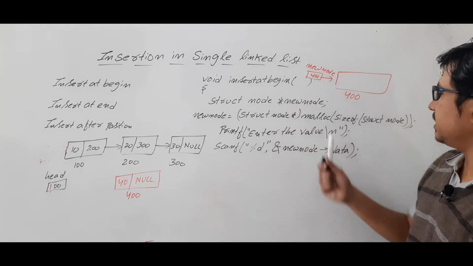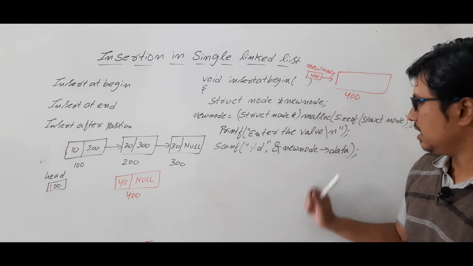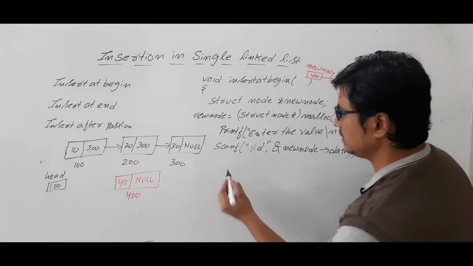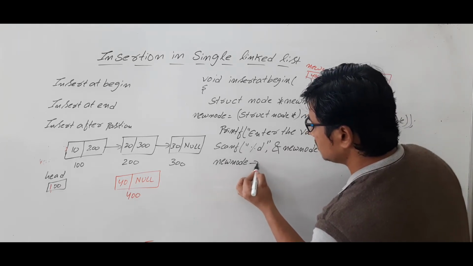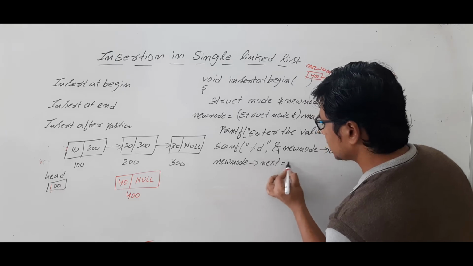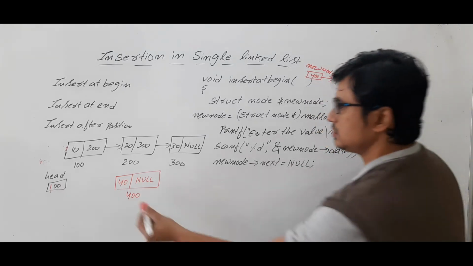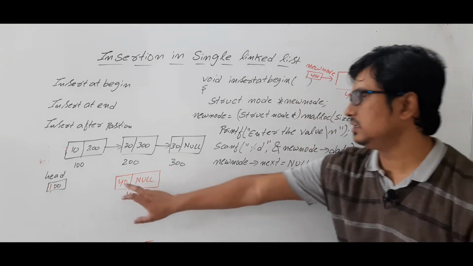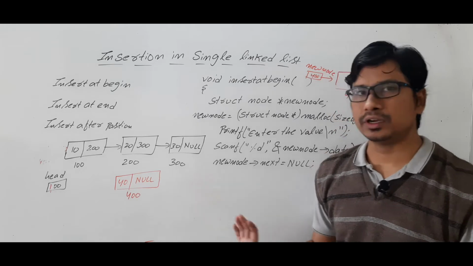New node is the pointer and the member name is data. So whatever value the user has entered, I'm storing in that particular location. Then I will write new node of next is equal to null. Let's assume that the user has entered the value 40. So I have entered 40 here and then made next null. Next is null, so this is not pointing to any node.